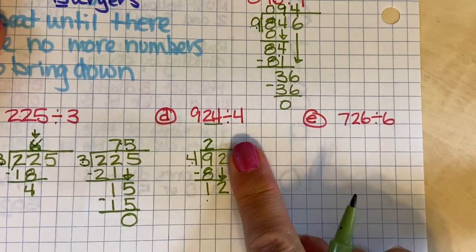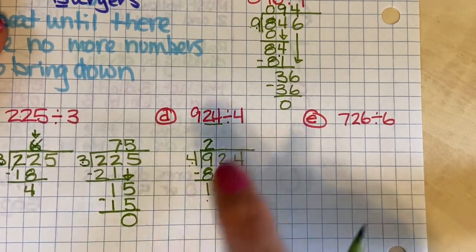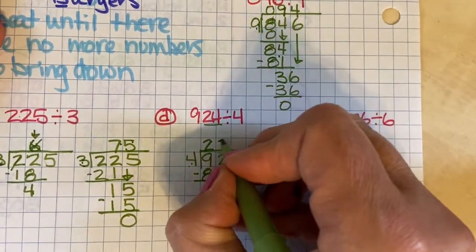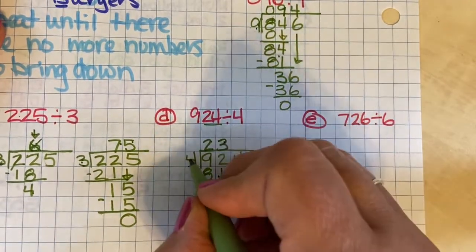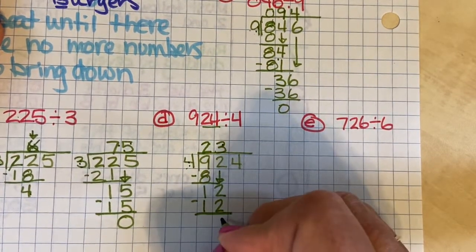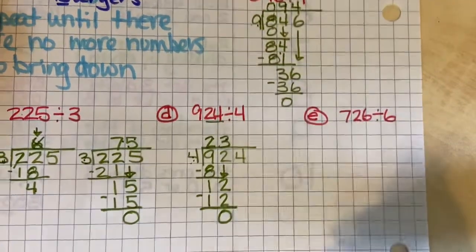And then it's a new problem. I'm not even looking at that 4 yet. How many 4s go into 12 evenly? How many 4s would fit into 12? And this actually goes in evenly. It'd be 3. 3 times 4 is 12. I'm going to subtract. I get a 0, but I'm not done.